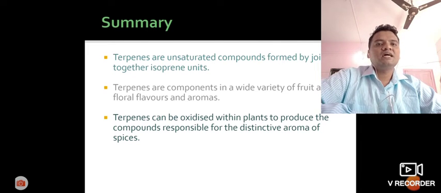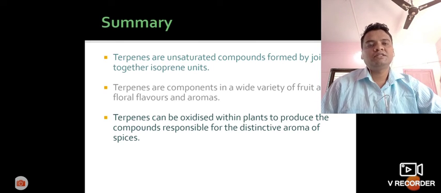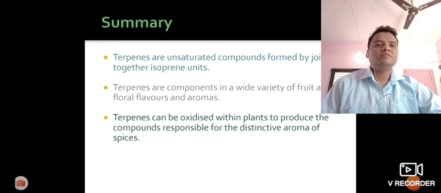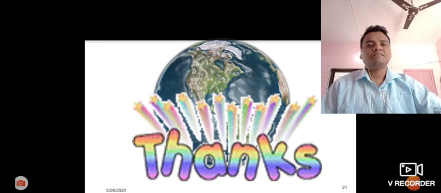Terpenes can be oxidized within the plants to produce the compounds responsible for the distinctive aroma of the species, and these terpenes can be oxidized to form terpenoids, and further chemical transformation gives a further number of compounds which are essential for human beings as well as for further applications.